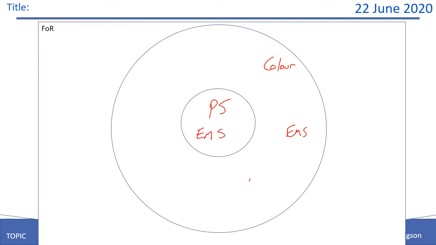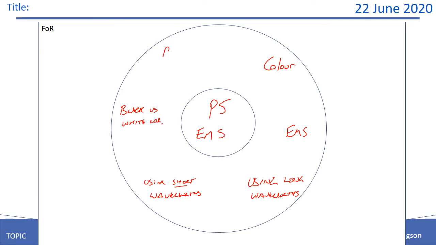We need to know about using long wavelengths. Sorry, I know I'm writing fast, so it gets a bit messy. Using short. So the only difference between these two, long and short wavelengths. I'm going to talk quickly about the black car versus a white car. And we'll have a quick look over refraction again.